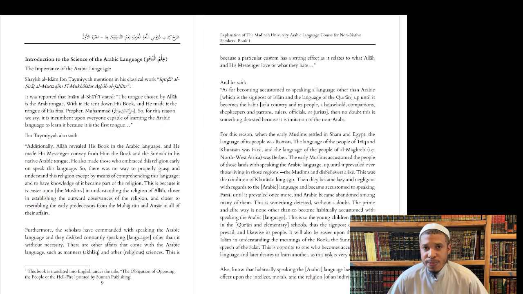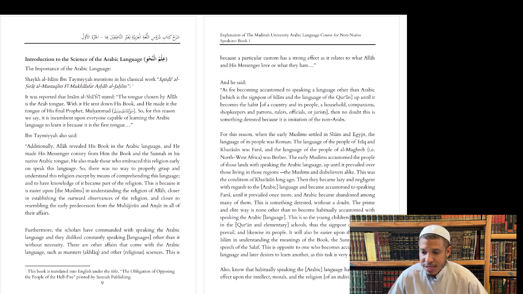So now we'd like to speak about the importance of the Arabic language. And in doing so, we'll read some words from Shaykh al-Islam ibn Taymiyyah in his tremendous book, اقتضاء الصراط المستقيم في مخالفة أصحاب الجحيم, or the obligation of opposing the people of the hellfire. He has some very beautiful kalam in speaking about the importance of the Arabic language. So inshallah ta'ala, we'll read as you see here on the screen.